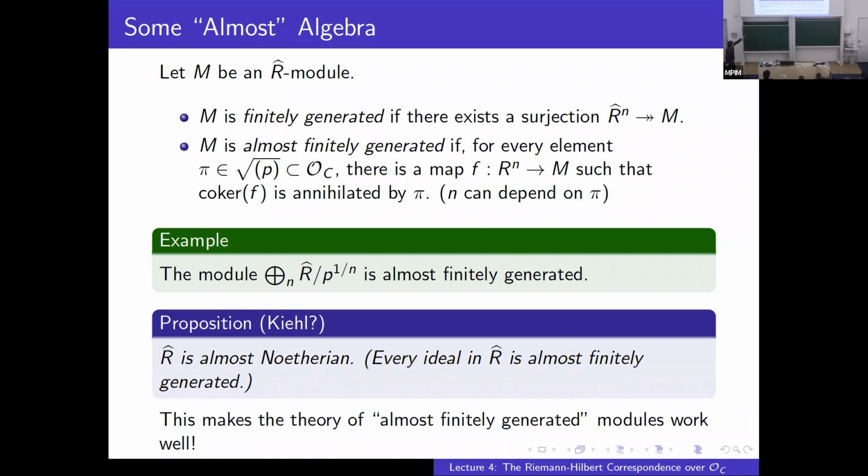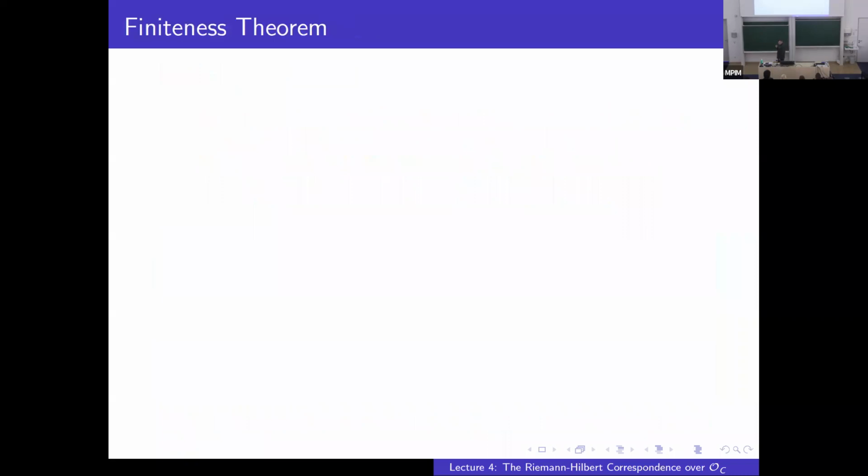So a consequence of this is that when you're working over rings like this R hat, this theory of almost finitely generated modules will work very well. And that's a good finiteness condition to impose.